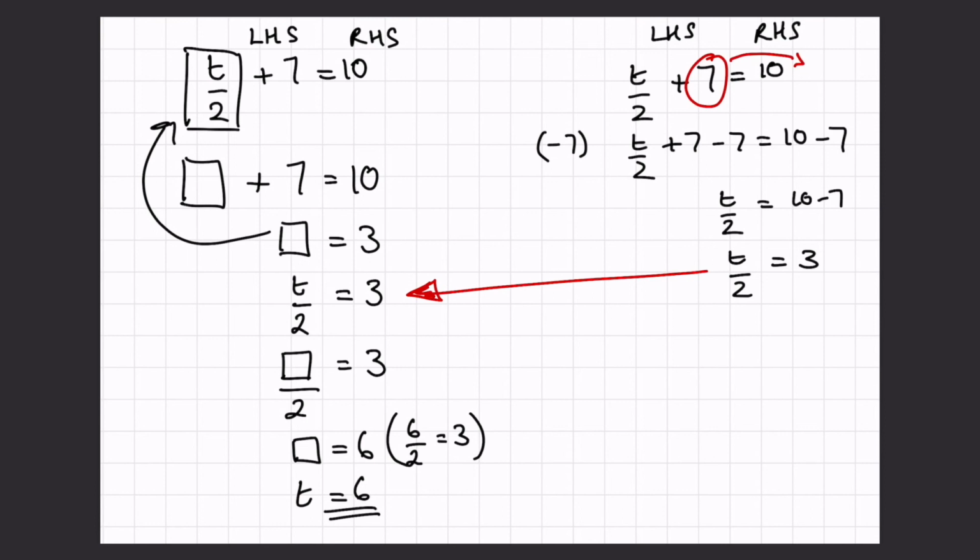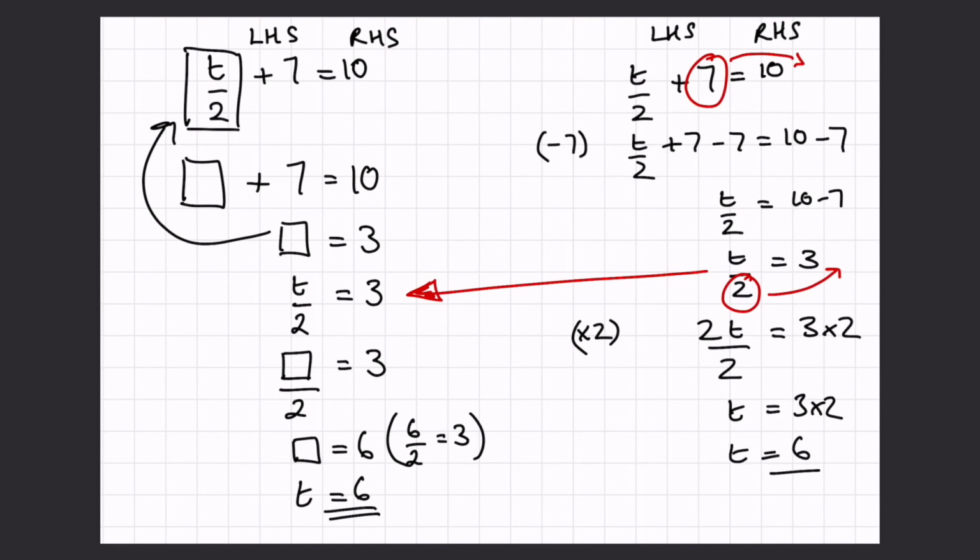So we have t divided by 2. We need to get that 2 from the left-hand side over to the right-hand side. The opposite of dividing by 2 is multiplying by 2. I'm going to write it like this. You can write it like this. 2t over 2. It's the same thing. So I'm just writing it differently. Is equal to 3 multiplied by 2. So t is equal to 3 multiplied by 2. T is equal to 6. And of course, that's the answer that we have over here.